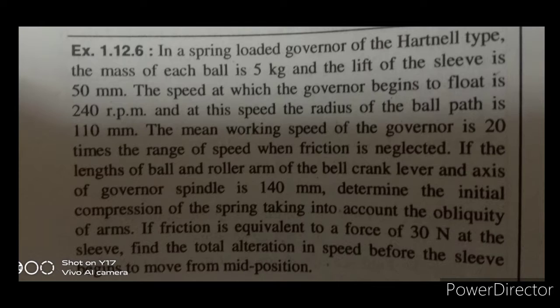The length of ball and sleeve arm of the bell crank lever and axis of governor spindle is 140, r is given. Determine the initial compression of spring, taking into account the obliquity of arms. If friction is equivalent to a force of 30 newton, that is, friction value is given as 30 newton, find the total alteration.